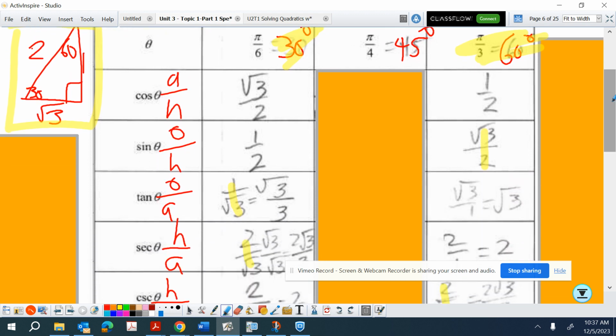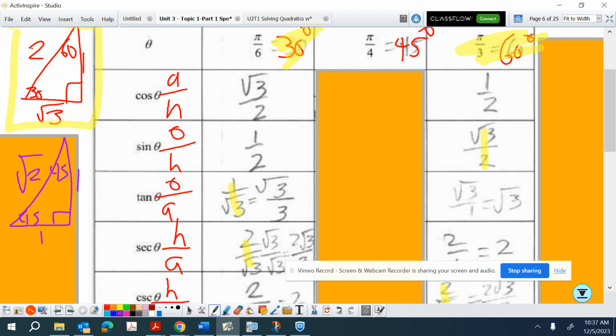When I've got my 45-degree angle, that's a completely different special right triangle. That one is going to be a 45, 45, 90 right triangle. Across from 45 is 1. Across from 45 is 1. And square root of 2.